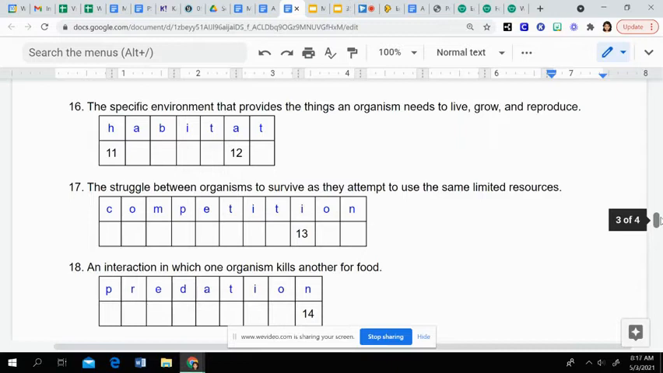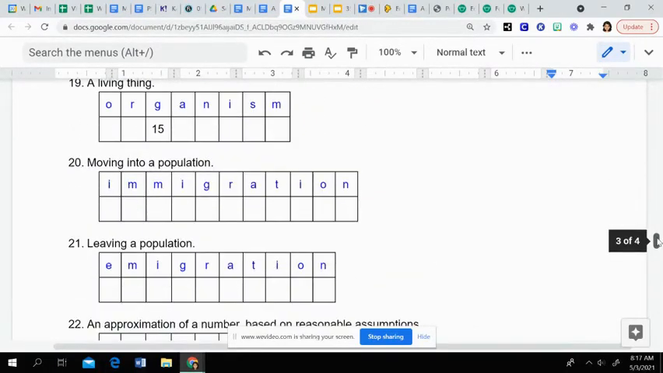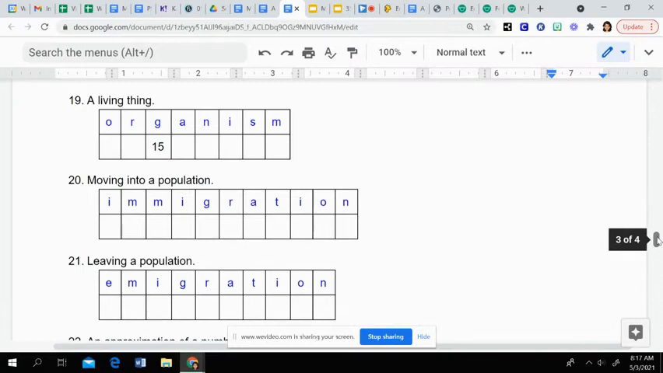The struggle between organisms to survive as they attempt to use the same limited resources is called competition. 18, an interaction in which one organism kills another for food is called predation. 19, a living thing is considered an organism. When you move into a population, it's called immigration. And when you leave a population, it's called emigration.